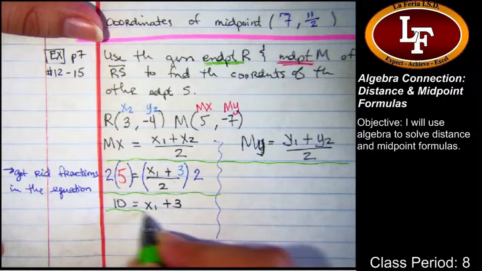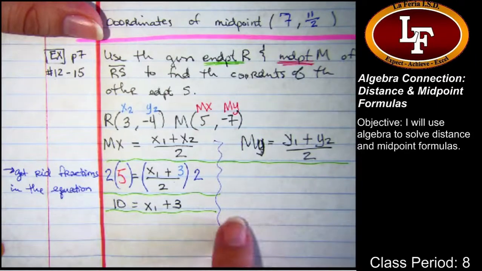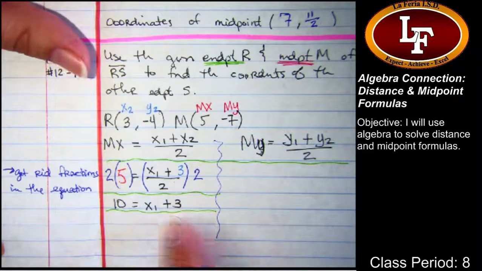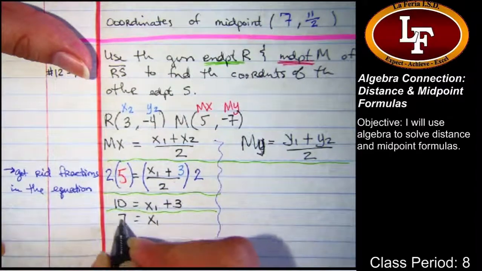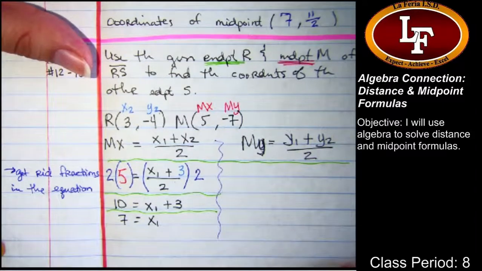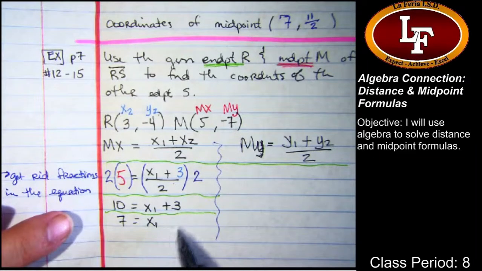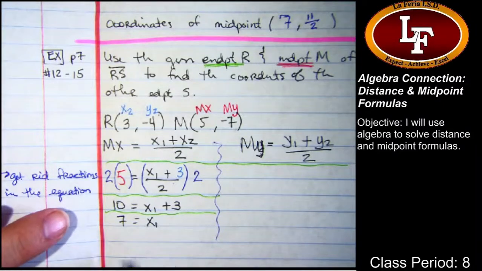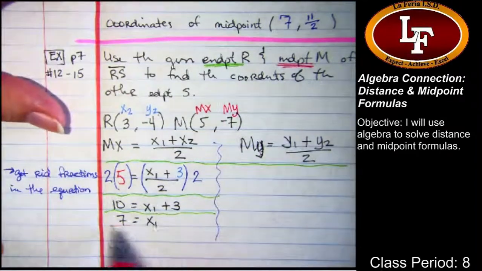I need to get the x1 by itself. What can I do? Subtract the 3, you said, because we're trying to undo this addition by 3. So we're going to do the opposite, and I'm going to be left with 7 equals x1. I didn't write the work this time. Good question. Where did I get the 7? I subtracted 3 from this side. What I do to one side, I have to do to the other side. So 10 minus 3 is? There it is. Nicely done.